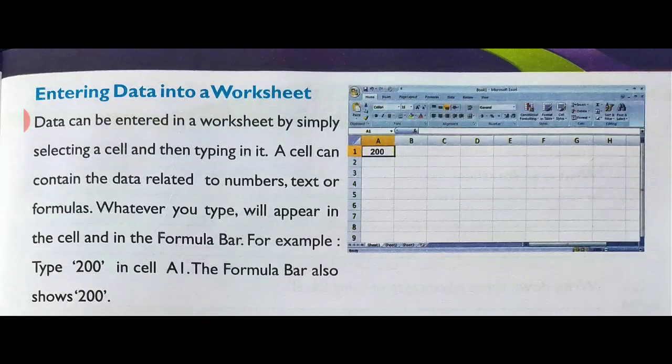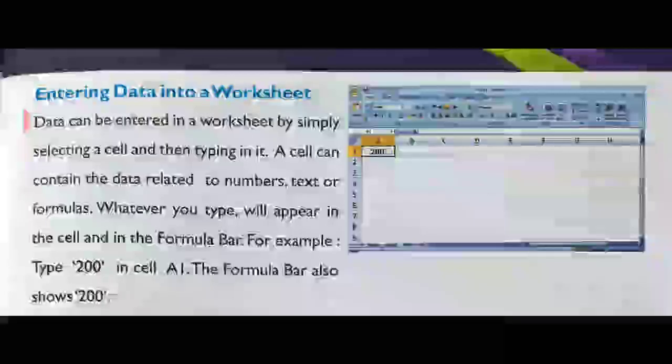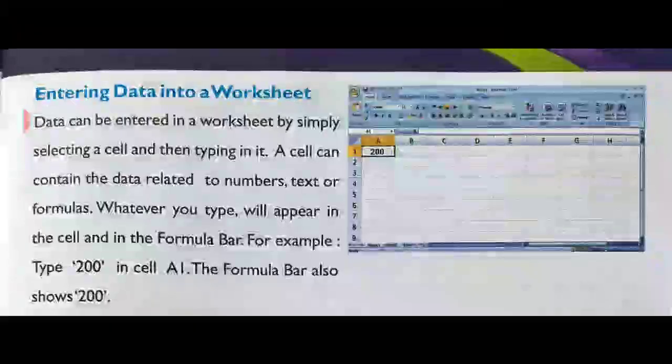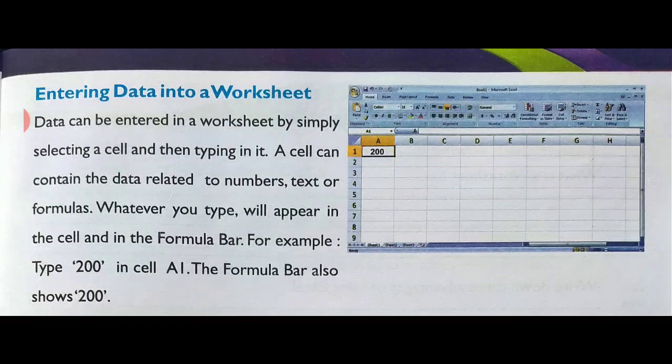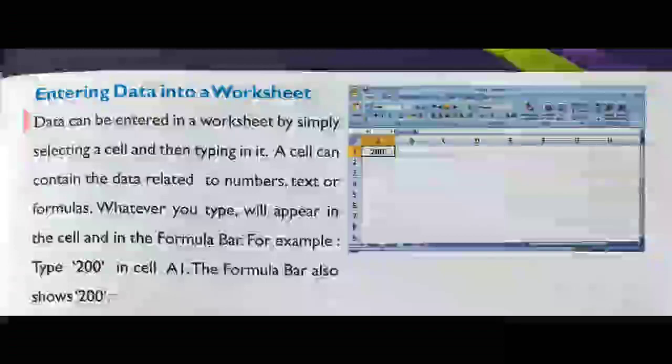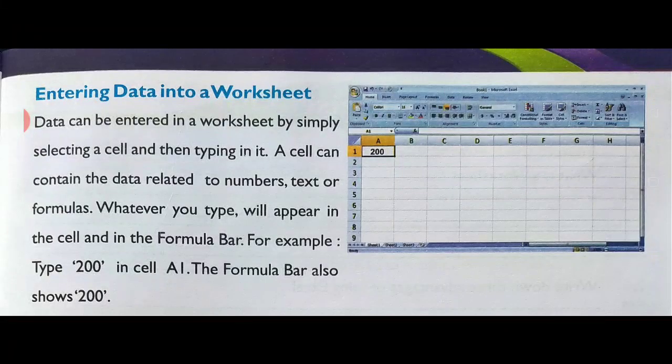See, whenever we want to enter the text in the worksheet, wherever you are clicking in the worksheet, it will allow you to type. For example, here on the screen, I have clicked on A1 cell. Okay, as soon as you are typing something, for example, here we have typed 200, the formula bar will also show the 200. Means what? Whatever you are typing in the cell, formula bar will show the same. Clear?